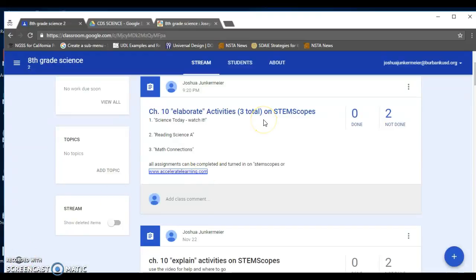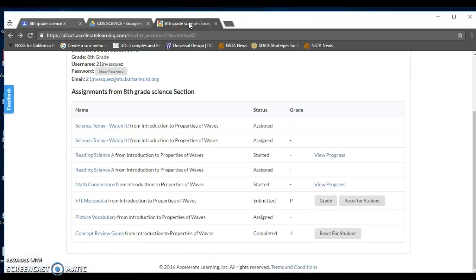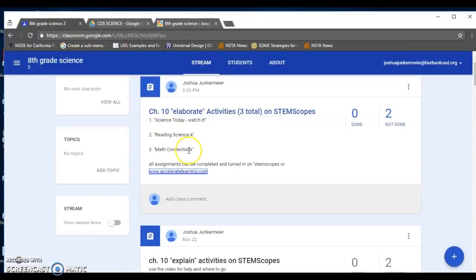Hello there. So we are once again going to go to the STEMscopes website, which is titled acceleratelearning.com. On the website, there's 3 activities. You're going to do Science Today, Watch It. The other one's called Reading Science A. And then the final task is called Math Connections.